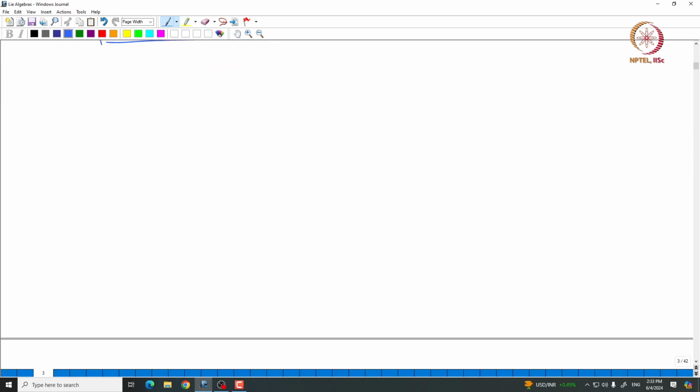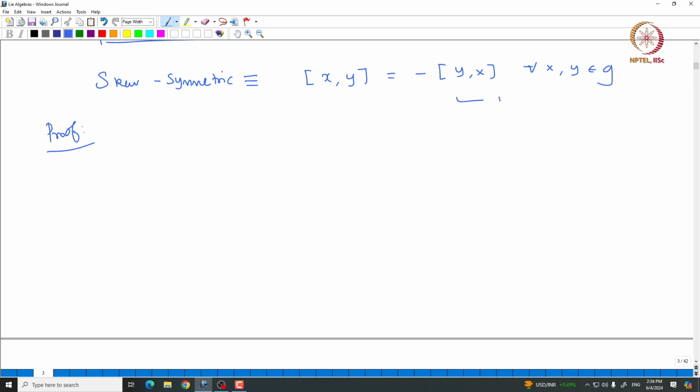If we take skew symmetry and the Jacobi identity, we can easily see that they can be replaced by equivalent conditions. For example, skew symmetry is equivalent to the following condition. Whenever we take the bracket xy, it must be the same as minus the bracket yx, and this should be true for all x, y in G. Okay, let's prove this. So, let's say that skew symmetry implies this condition. Let's call this condition 1.